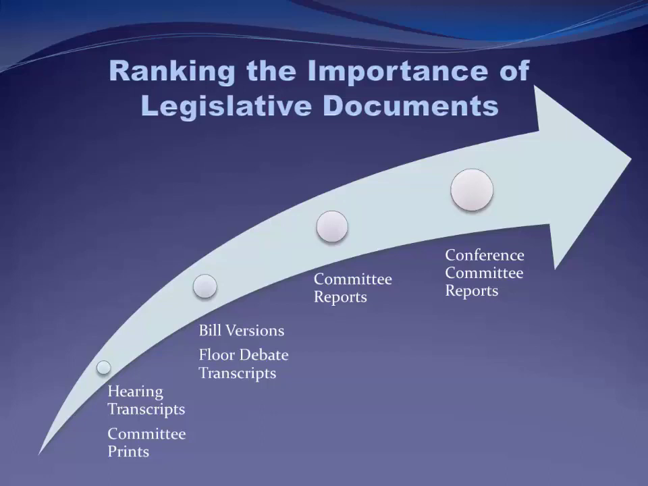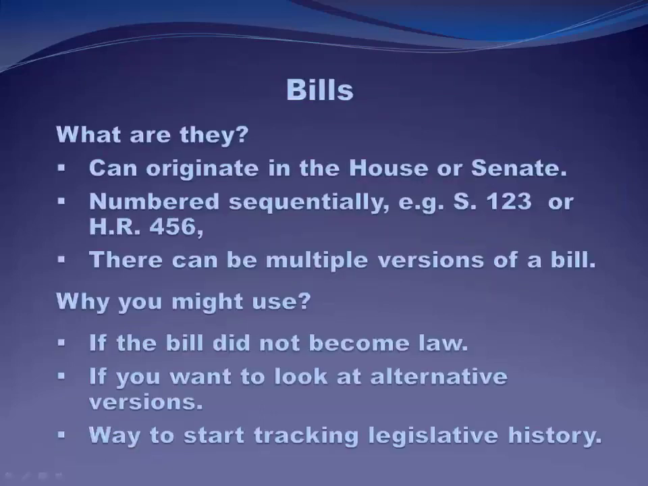All right, so now we're going to talk about each of the legislative documents in a little bit more detail so you know what they are and why you might use them. We'll talk about the documents in order of their appearance in the legislative process, not in order of importance as shown in the slide. So first up are bills. For the purposes of legislative history research, comparing various versions of a bill as it moves through the legislative process may help you to determine the intended meaning of the law.